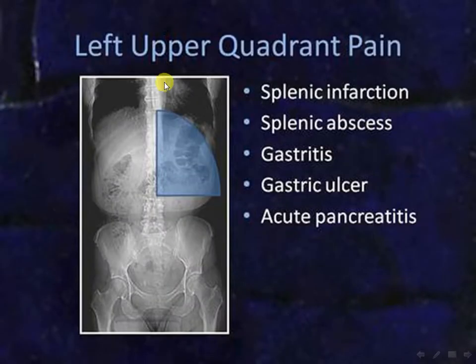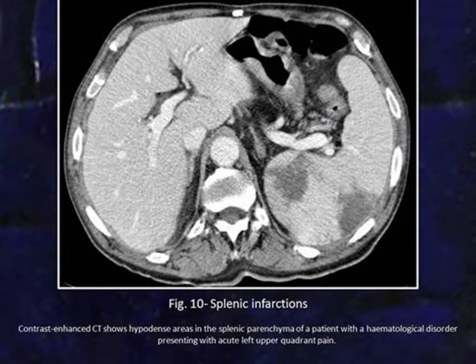So, left upper quadrant pain, most common causes are splenic infarction, splenic abscess, gastritis, gastric ulcer, and acute pancreatitis. You can see that this is a CT scan of the abdomen. There are areas of heterogeneous hypo enhancement in the spleen. This is a wedge-shaped area. This is also a little bit of a wedge shape, indicating splenic infarctions.